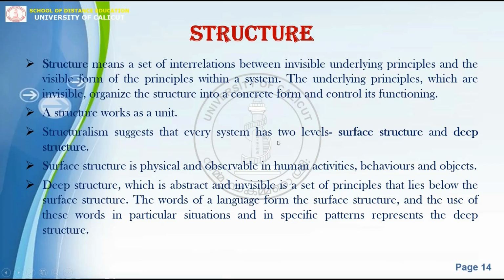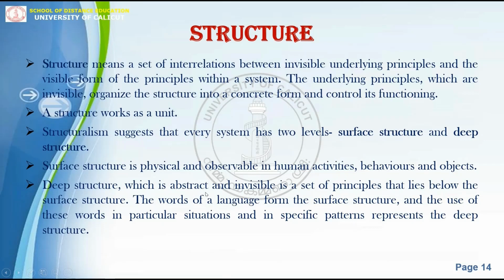Structuralism suggests that every system has two levels: surface structure and deep structure. So there are two kinds of structures in structuralism or in anything. One is surface structure and the other is deep structure. Surface structure is physical and observable in human activities, behaviors, and objects, which means it is visible. Now, deep structure is abstract and invisible.